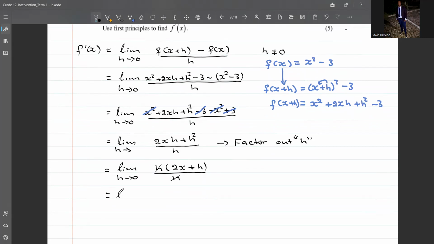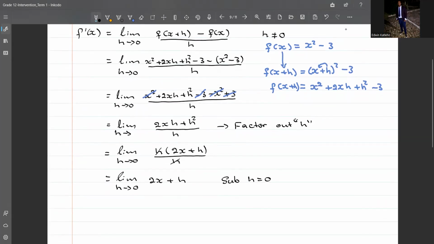We will then be left with limit h tends to 0 of 2x plus h. Now we know we are safe. We can then substitute h equals 0, because we know we are not dividing this expression by 0. Our final step is that the moment you substitute 0 for h, we then stop writing limit. So our final answer will be 2x plus 0.